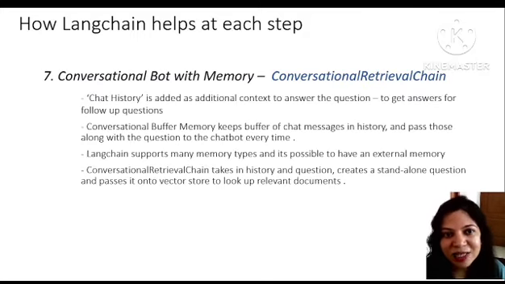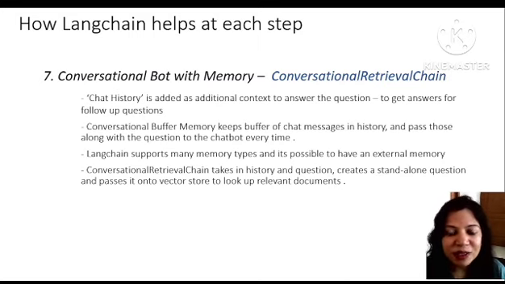And the last step is the conversational bot with memory, wherein you have the conversational retrieval chain. Unless you have the memory or the context of the chat history, it will be just a new session every time you ask a question, an answer pops up. But when you ask a follow-up question, the past history of the session will not be considered.